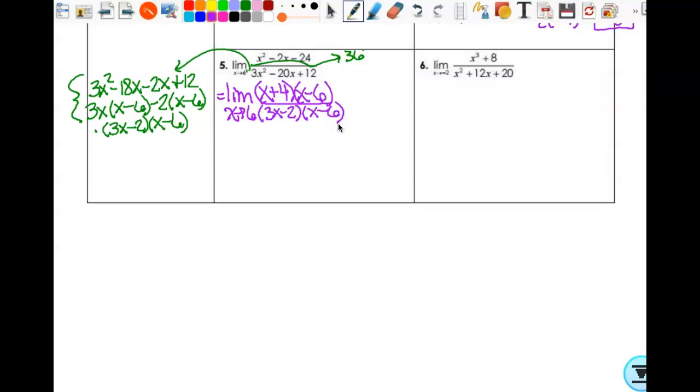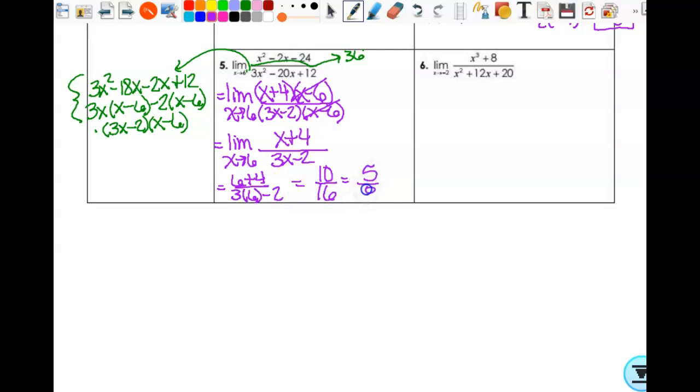Okay. Then we're going to cancel those out. So that leaves me with the limit as x approaches 6 of x plus 4 over 3x minus 2. Then I can evaluate. So this is going to give me 6 plus 4 over 3 times 6 minus 2, which is going to give me 10 over 16, which is 5/8. Any questions about that?